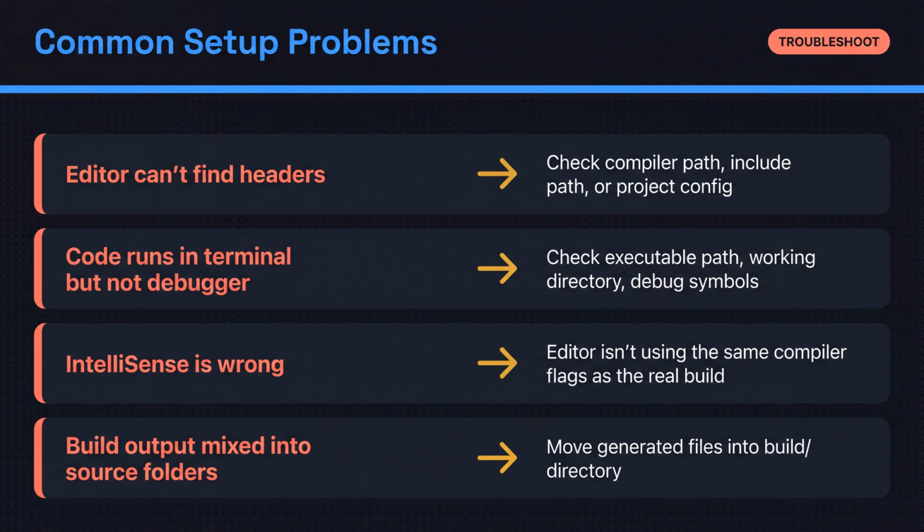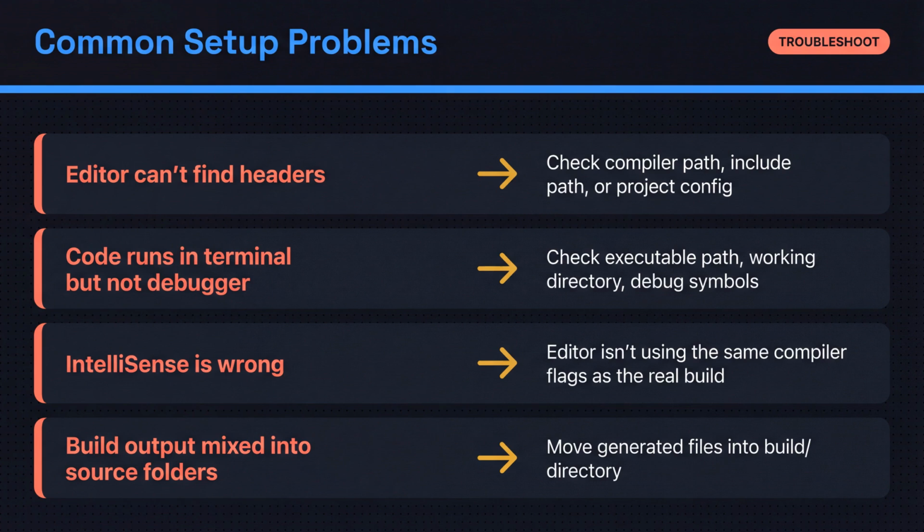Let's talk about the 4 setup problems that trip up almost every beginner. Problem 1. The editor can't find headers. You include iostream or vector, and the editor underlines it in red. This usually means the compiler path, include path, or project configuration is incomplete. Make sure your IDE knows where the compiler is installed.